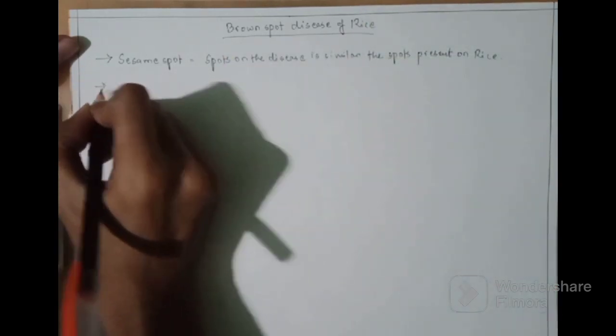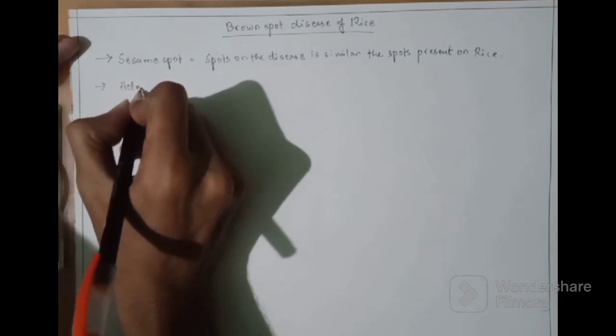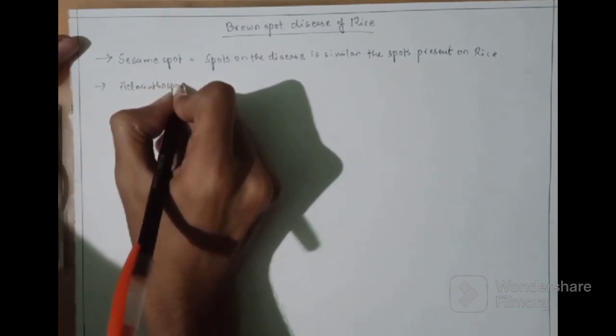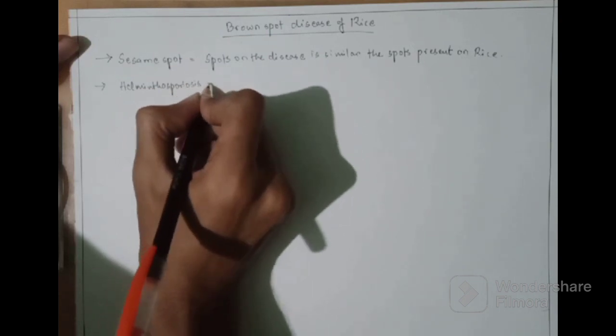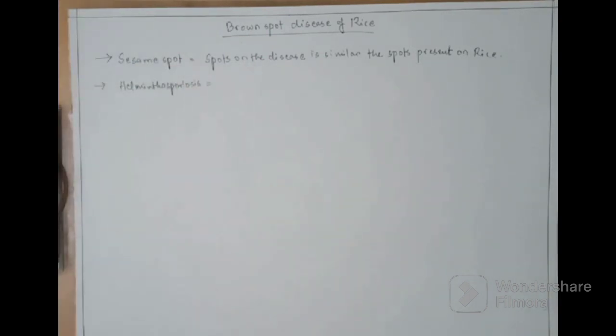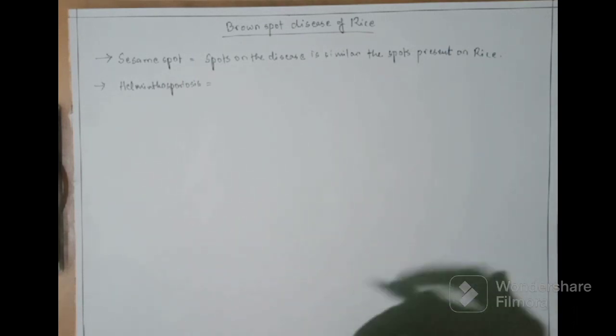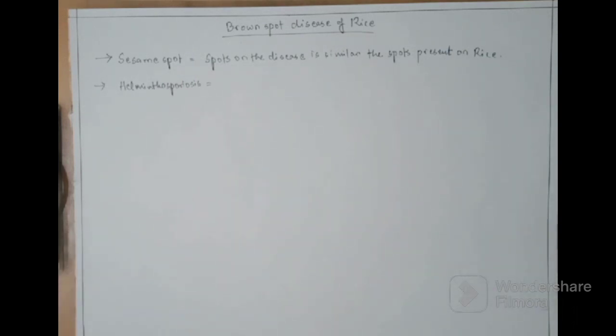Now, another name is helminthosporiosis. So why is this name given? Why is this synonym given to this brown spot disease of rice? There's a reason, just because the causal organism of this disease is also known as Helminthosporium oryzae or Drechslera oryzae, which was the previous name given to it.